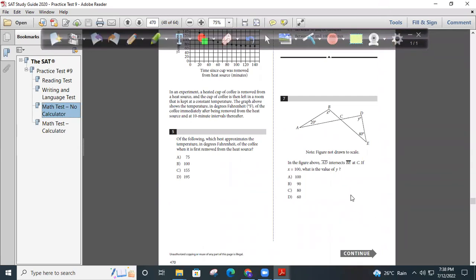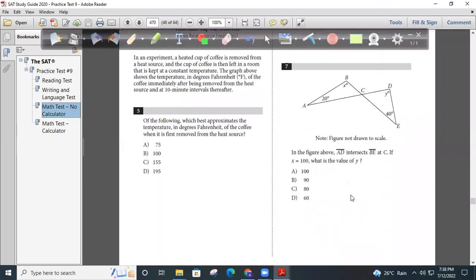So a very simple question has come up. Everyone just solve question number 7 and type your answer in the chat box. Question number 7, please do type your answer in the chat box fast.